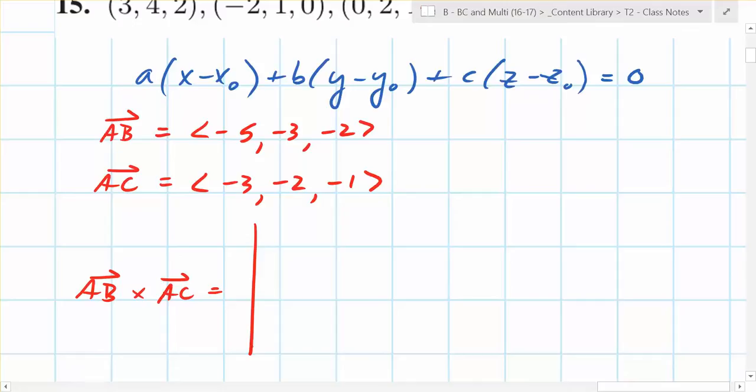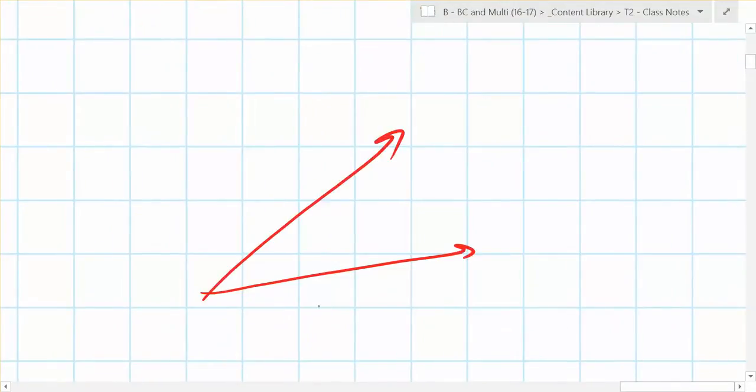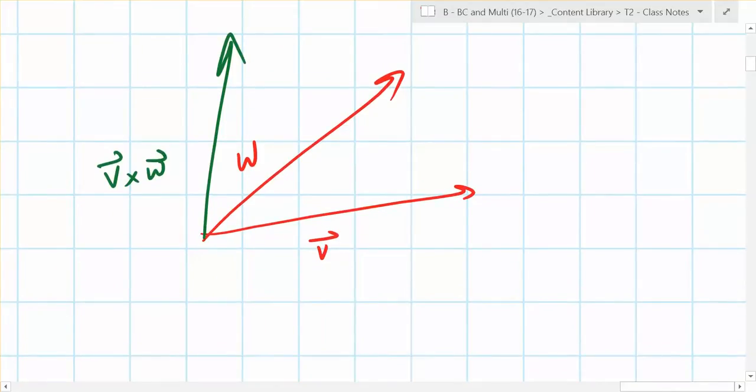So if you have a plane, you cross two vectors. I didn't actually go over this. This is a good time to go over it, actually. The right-hand rule. So let's just go over that briefly. Let's say you have two vectors in 3 space like this, V and W. This right here is V cross W. This one is W cross V.